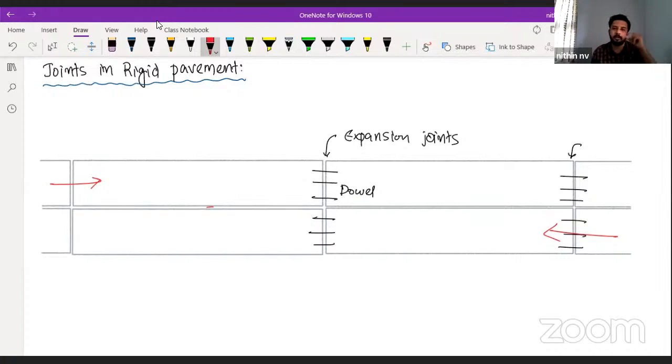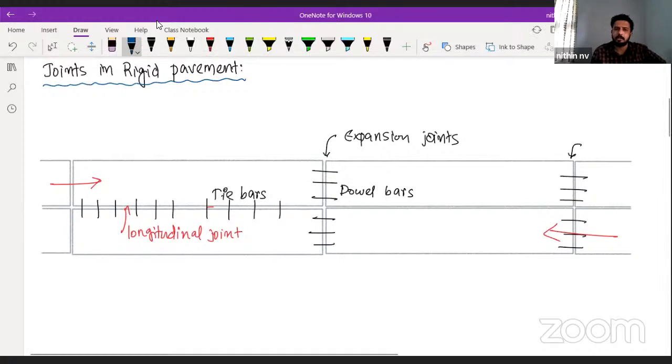So if it is two-lane, then two separate slabs we are going to give. To keep these slabs in position, we'll give some other steel bars here. We call them tie bars. These are dowel bars. And at this joint, there is a gap here also. This joint we call the longitudinal joint. These are basic things for 1 mark purpose. Now, to take care of expansion, we have given the expansion joint.